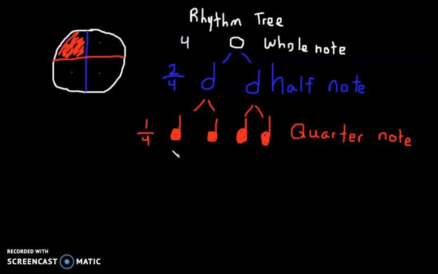Let's keep going. Now this quarter note is also split up into 2 notes. And this quarter note is split up into something that looks like this. Something that looks like that. And every quarter note is split up to something that looks like that.